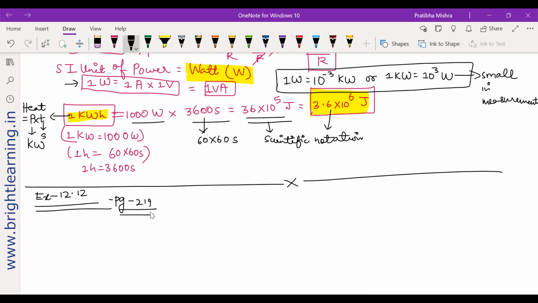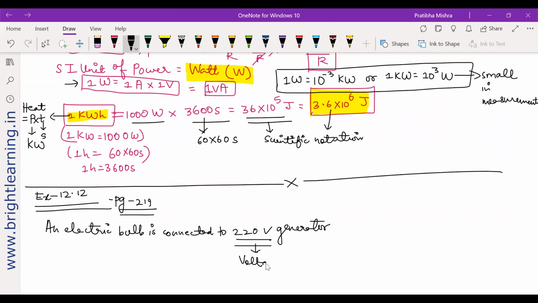The question is about an electric bulb connected to a 220 volt generator. So I'll just write the question. An electric bulb is connected to a 220 volt generator. So you have voltage. This 220 volt can become the voltage. So you have one quantity being given to you. Then they are telling us the current. The current is how many amperes?